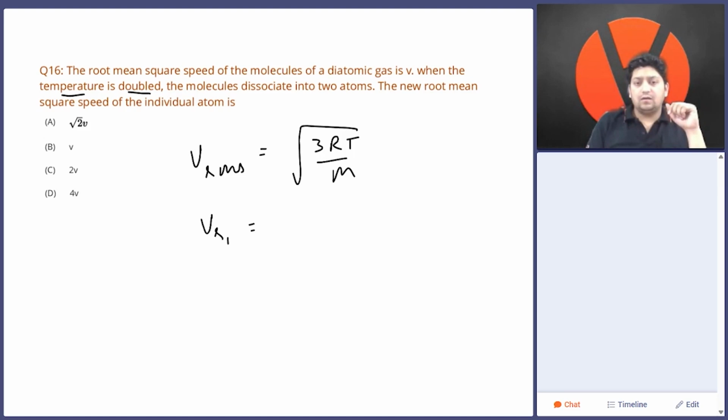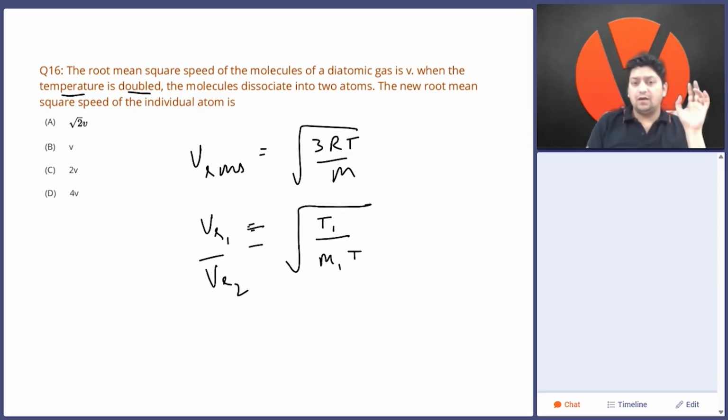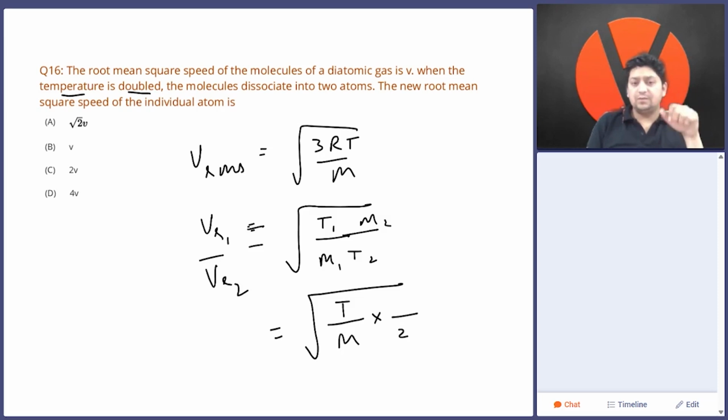So VR1 by VR2, root 3R is similar, so those will be cancelled out, leaving root of T1 by M1 over T2 by M2. This will be the scenario. T1 is T, M1 is M, but temperature is doubled to 2T, and the molecules dissociate into two atoms. Initially one molecule had two atoms, but now all the atoms are individual atoms. So now the molecular weight has become half, right? So M2 will be equal to M by 2.